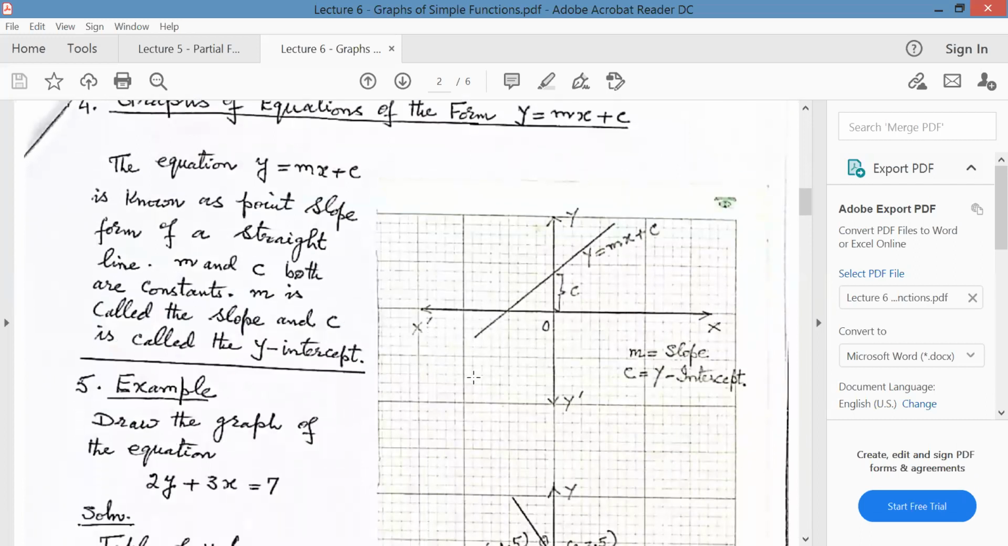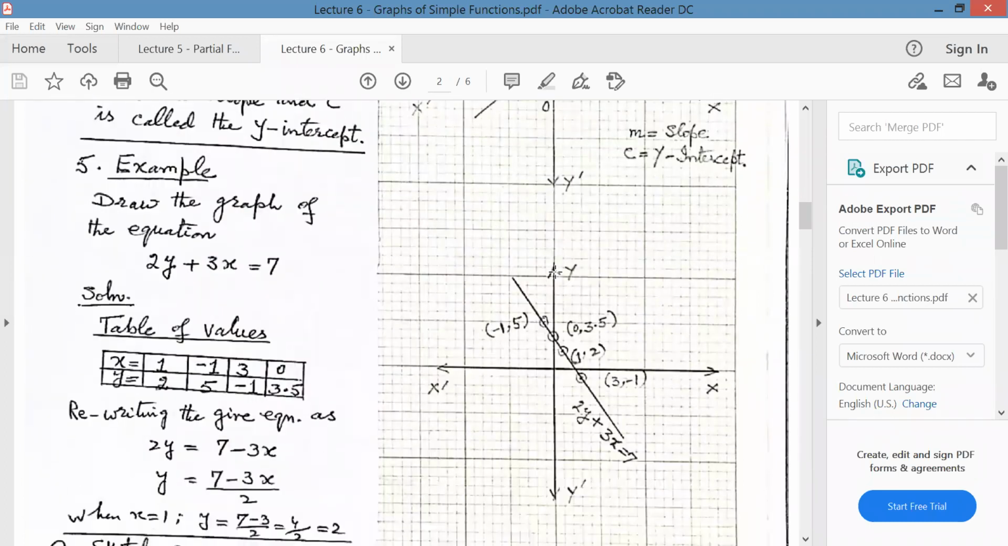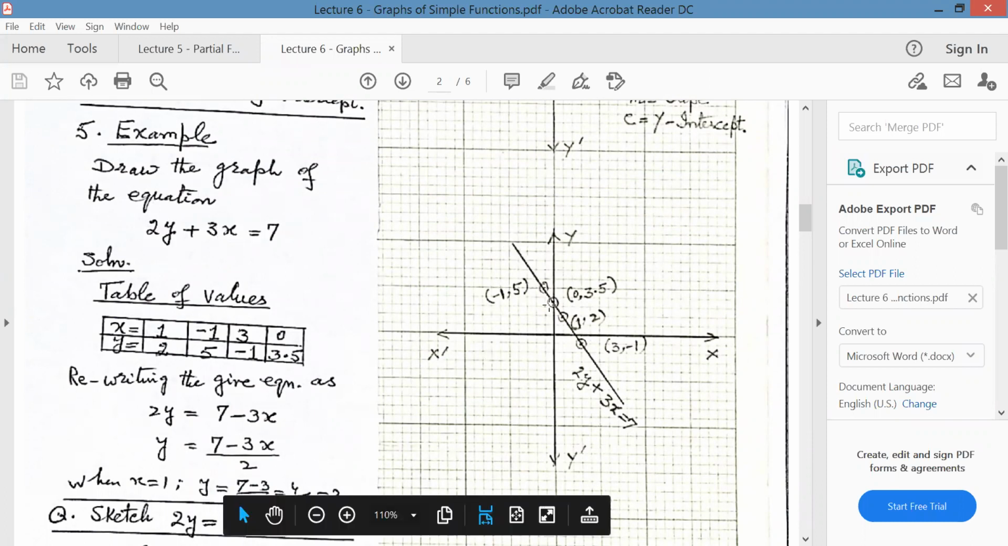Then any line which has a y-intercept also: the y-intercept is the distance from the origin to the point of intersection of that line with the y-axis. Okay. So any linear equation, you must know, is one where the power of the variables is 1 in each case. So you draw it like that. Here, look, the line is coming downwards. It means its slope is negative.